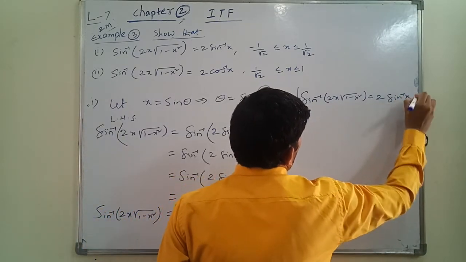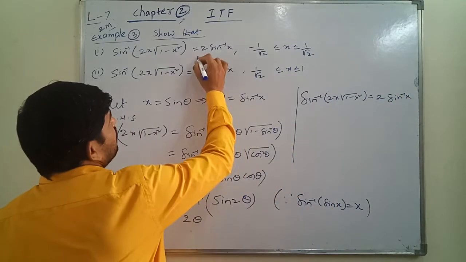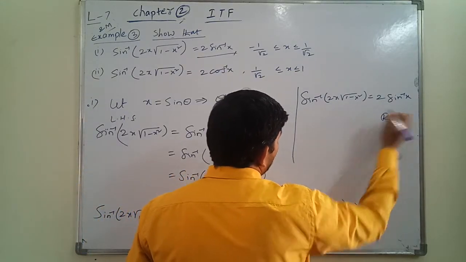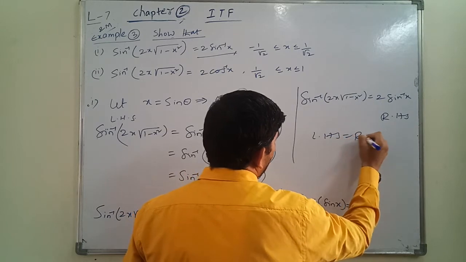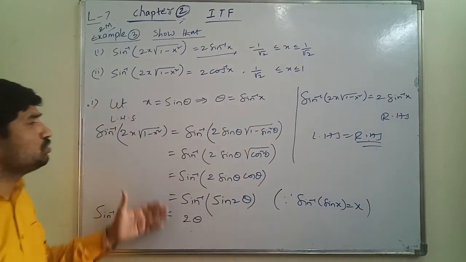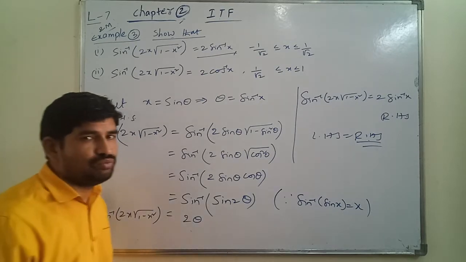See the solution, bit number 1. The RHS is 2 into sine inverse x. So we can say this is the RHS. Yes. So we got LHS is equal to RHS. This is the way we are going to show the LHS is equal to RHS, and this is very important for 2 marks.